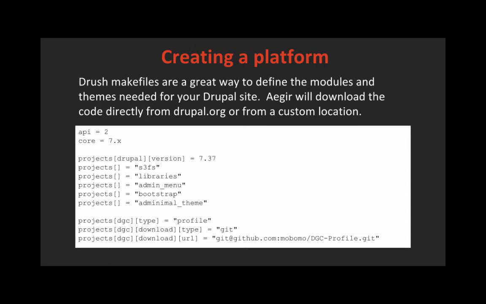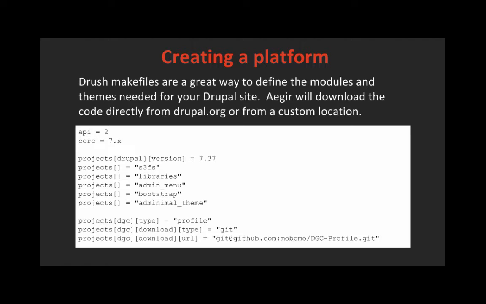All right. So I'm going to do a quick little slide on each one of those steps I just mentioned. So, creating a platform. Again, I mentioned Drush makefiles. Here's an example of one that you're going to see me use in the video. It's pretty straightforward. There's good guides out there for creating these Drush makefiles, specifying the core version. I've got a few modules listed: S3FS, libraries, admin menu, a couple of themes listed: Bootstrap, minimal theme. And then you can see I've created a custom profile, an installation profile that I've got hosted on GitHub.